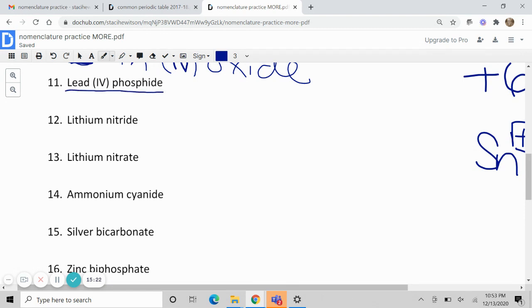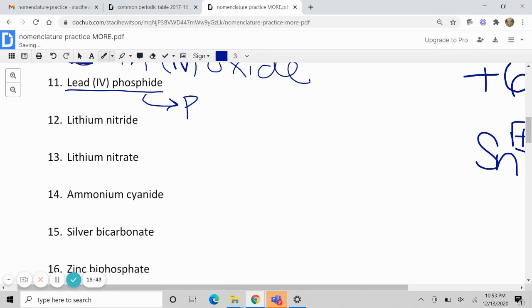I want you to tell me formulas. Lead 4 phosphide. This is an ionic compound, which means we have to crisscross our charges. How do I know this is an ionic compound? I don't see any prefixes here, and it has a metal and a non-metal. Those things tell me this is ionic. I need to crisscross charges.